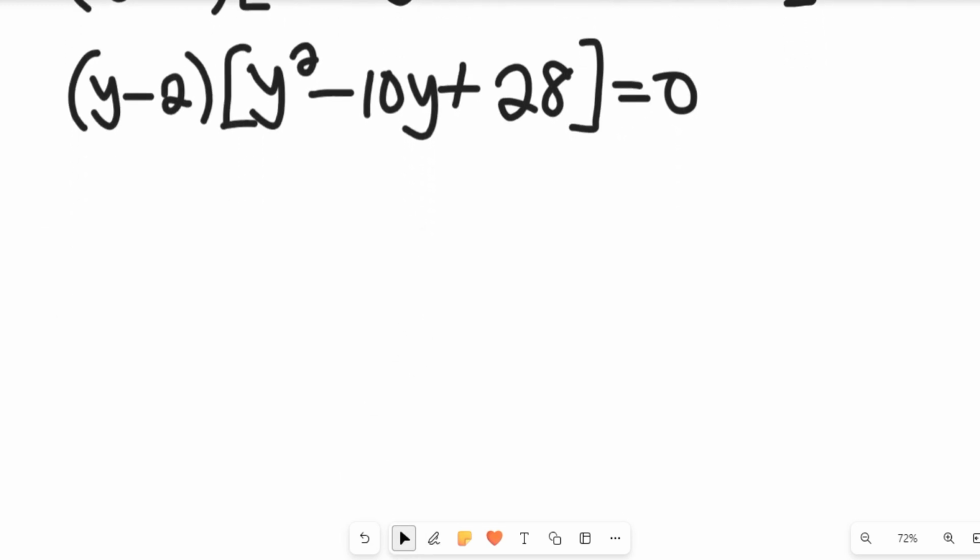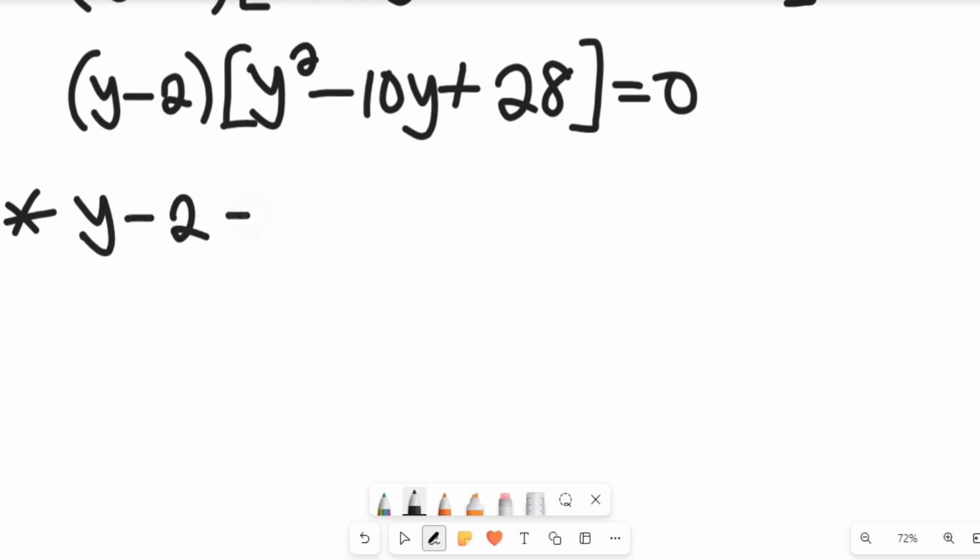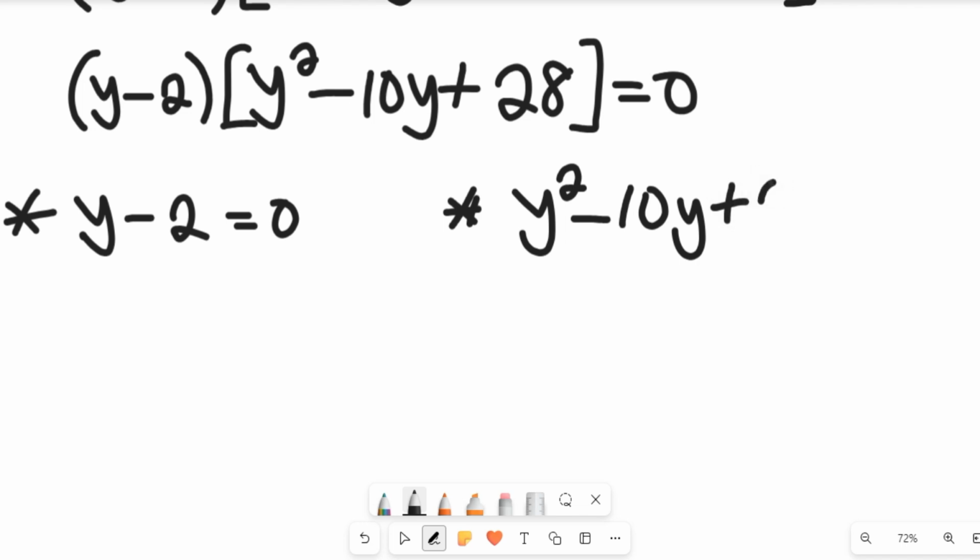This is what we call the zero product rule. So we're going to bring out two cases. The first case, y minus 2 will be equal to 0. And the second case, you come to see that y squared, which is a quadratic equation, minus 10y plus 28 is equal to 0. So from the first case, we'll add 2 to both sides, we'll have y to be equal to 2.